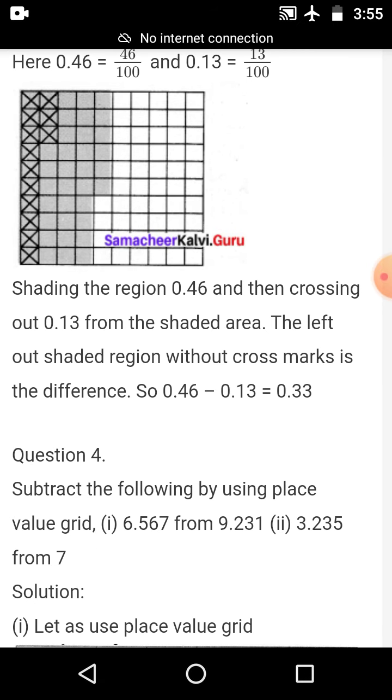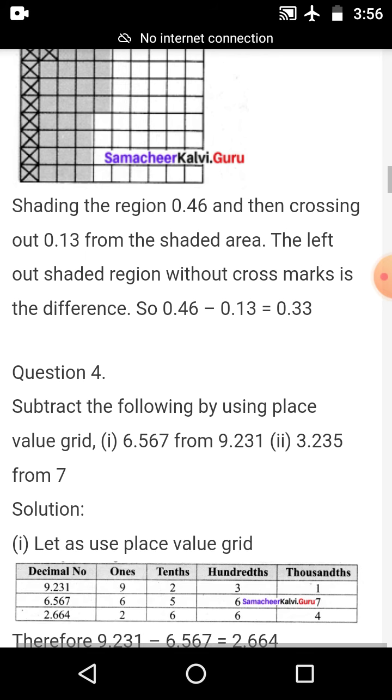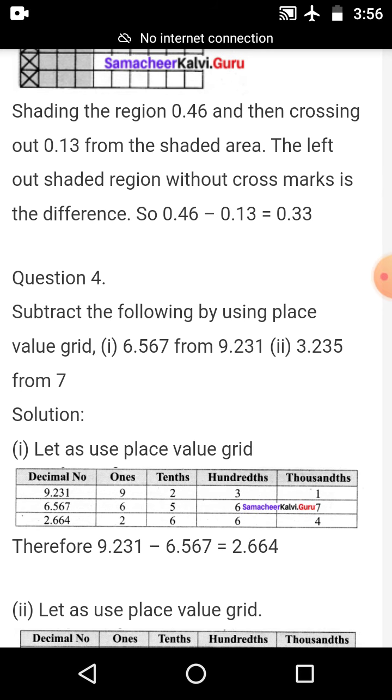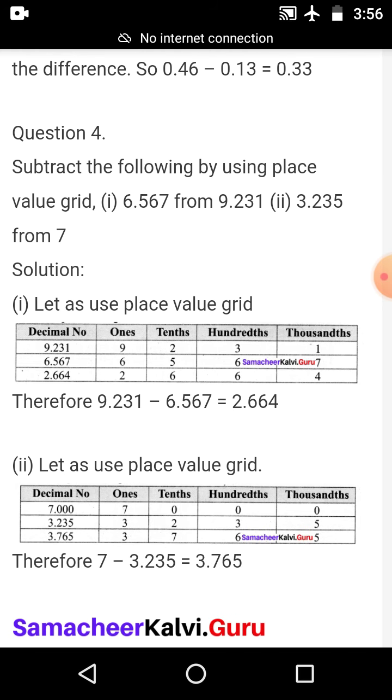See the fourth sum. Subtract the following by using place value grid. We already did this in the second sum, where we added using the place value grid. Now we have to do the subtraction. See the first sum: subtract 6.567 from 9.231. Draw the place value grid and find the answer, 2.664.